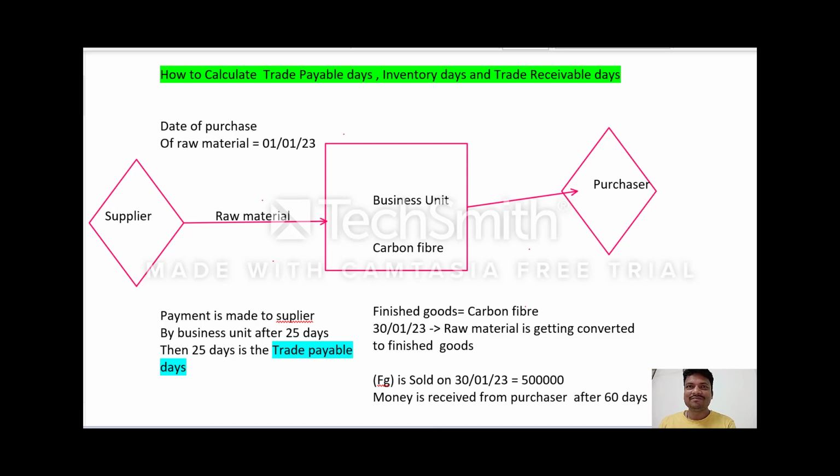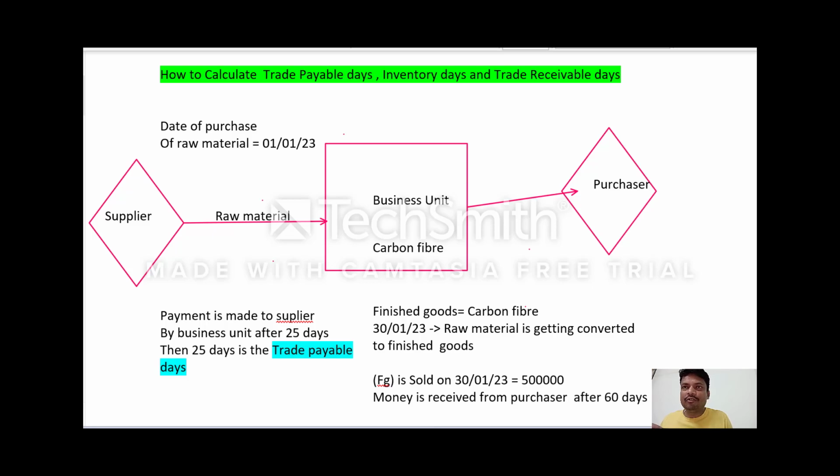Hello everyone. Today's lecture will be on how to calculate trade payable days, inventory days and trade receivables days, because these are very useful in order to analyze the balance sheet.